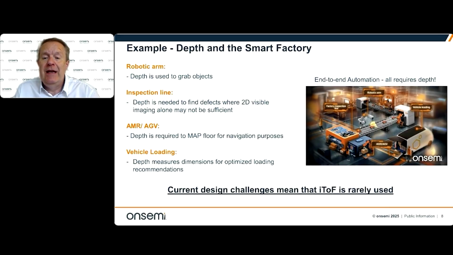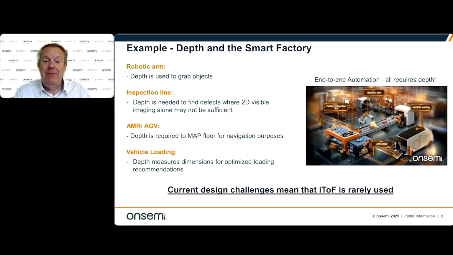So let's move on to a specific example here. I mentioned I was going to give an example of a smart factory. As I mentioned earlier, here you see a nice picture showing a robotic arm. It's showing a factory inspection line, and it's showing robots, so mobile robots and guided vehicles that are moving things about, and vehicle loading. For a robotic arm, depth is needed to grab objects, so the vertical direction is needed. As the robot arm is picking something up, it needs to do an AI determination of that depth. iToF is excellent for that, and for the type of depth that we're capable of getting with Hyperlux.